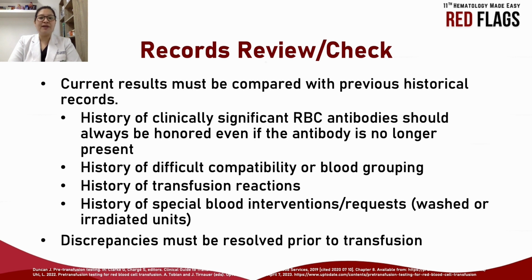Current results must be compared with previous historical records. The history of clinically significant RBC antibodies should always be honored, even if the antibody is no longer present. Also check history of difficult compatibility or blood grouping, history of transfusion reactions, and history of special blood interventions or requests, such as the use of washed or irradiated units. Discrepancies must be resolved prior to transfusion.